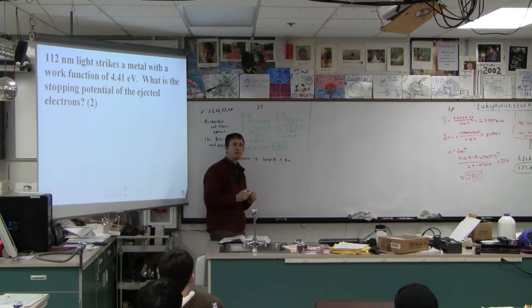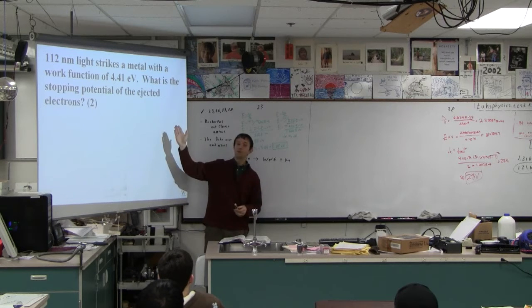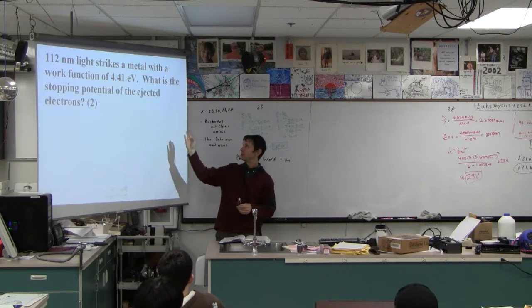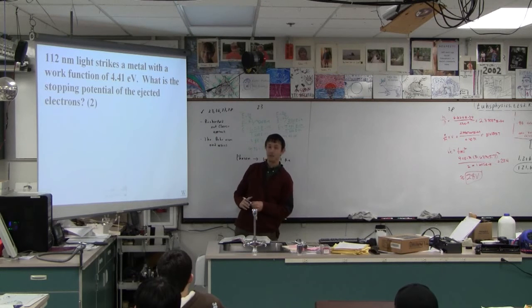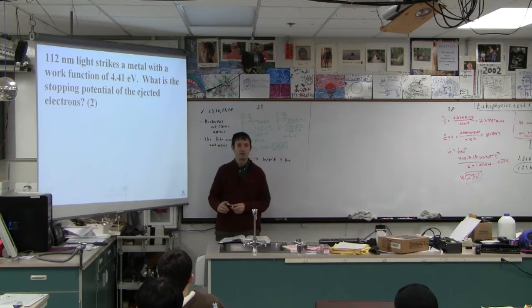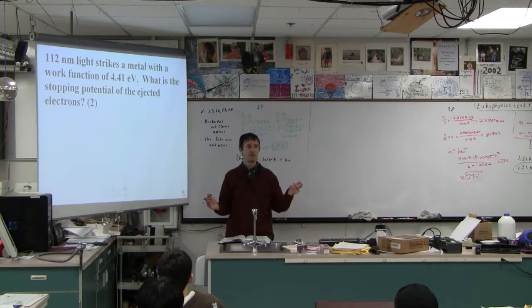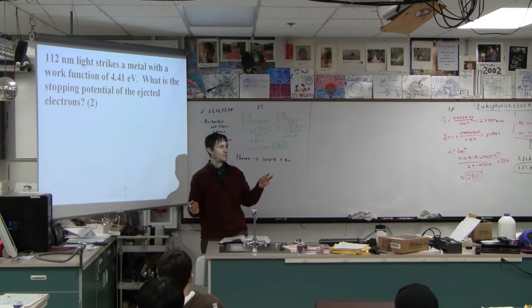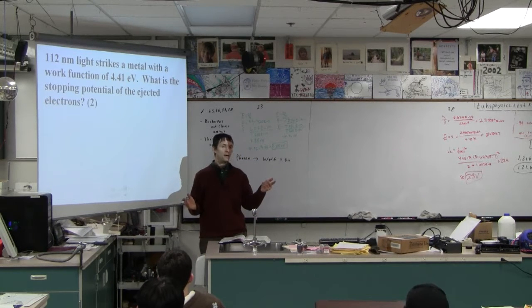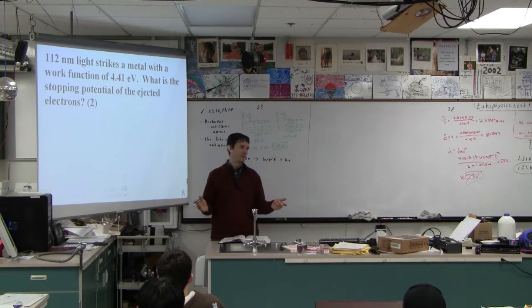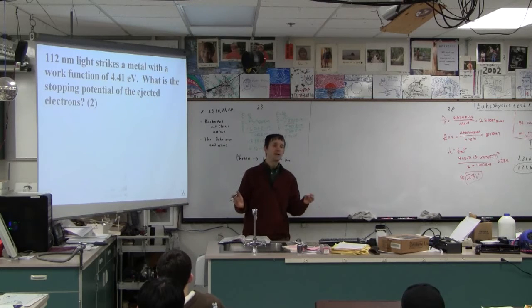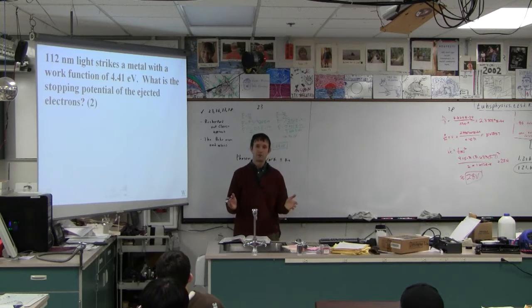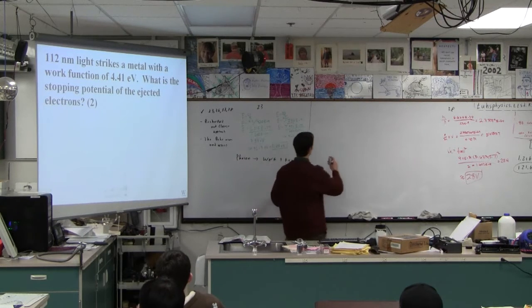Hello? So step 1, 112 nanometer light strikes a metal. We know the work function is 4.41, so that's the energy needed to take electrons off. Okay. What's the first thing we do with 112 nanometers? Make it into what? Yeah, well, it'll be after that. Calculate the energy in joules or electron volts. Always electron volts. Always solve photoelectric problems in electron volts, right?